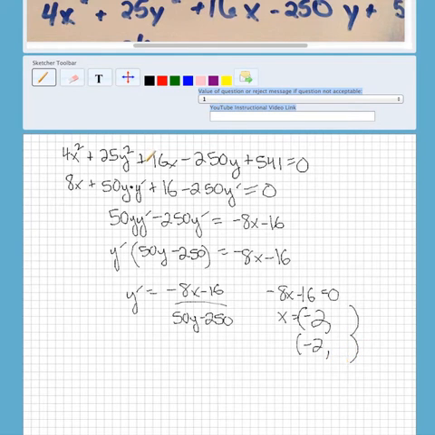I'll let you go ahead and do that. It's just a matter of plugging in negative 2 for x here and then solving for y.